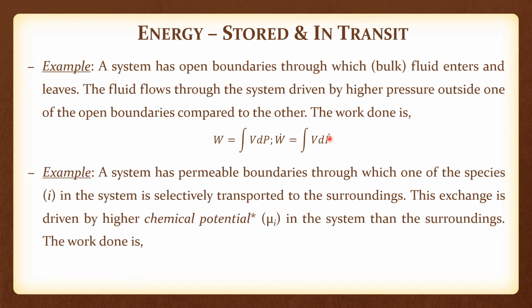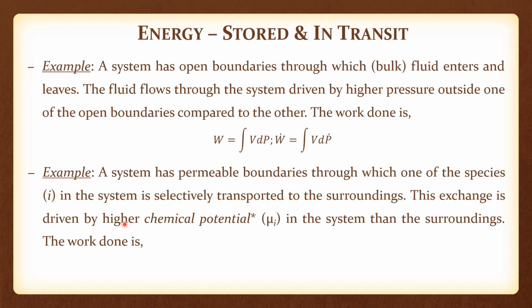Now, the system has permeable boundaries through which one of the species i in the system is selectively transported to the surroundings. This is like having a membrane, like the water filters you have at home. You pour your water, and then there is a filtration that takes place. All the pollutants, suspended solids and dissolved solids are retained on one side, the filter being an ideal filter, and then H2O alone is selectively transported through the membrane to the outer region where you collect the treated water.